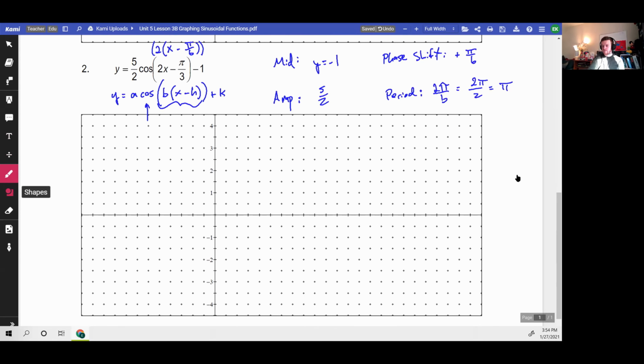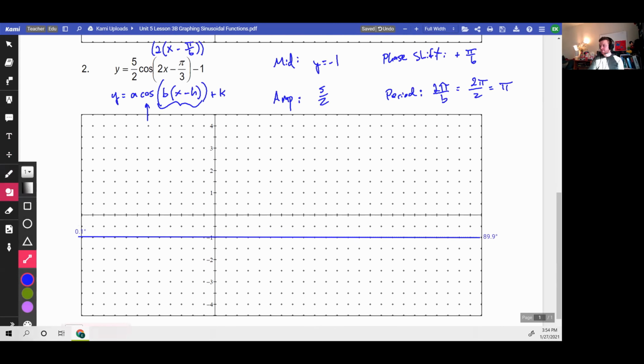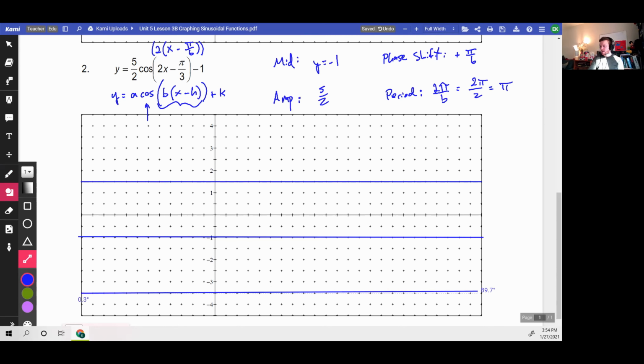Let me take advantage of our tools. Maybe it'll automatically, no, it's not. Dang. While I have the line tool though, I'm going to add my upper and lower bounds. 5 halves away from this. So 1, 2, 3, 4, 5. 1, 2, 3, 4, 5. Make sure that you pay attention to the scale.